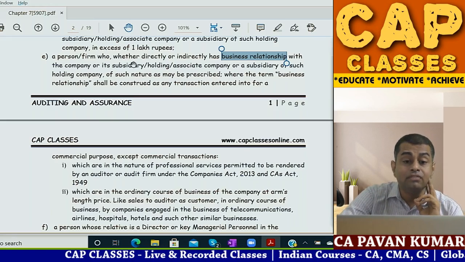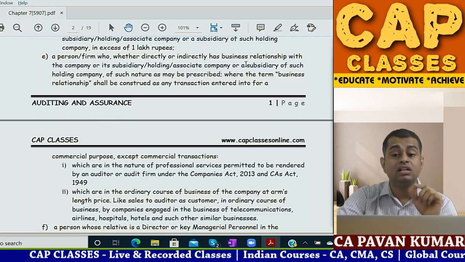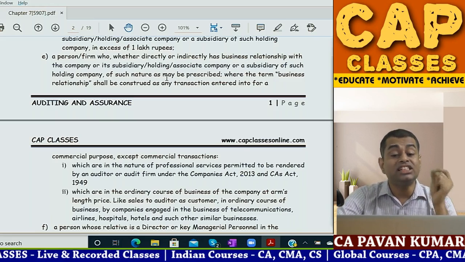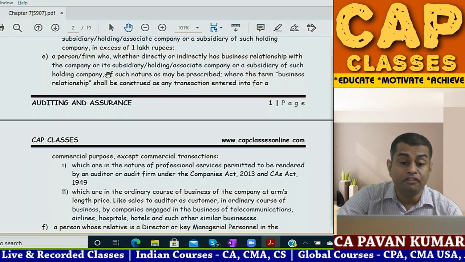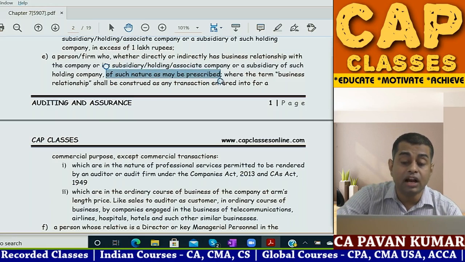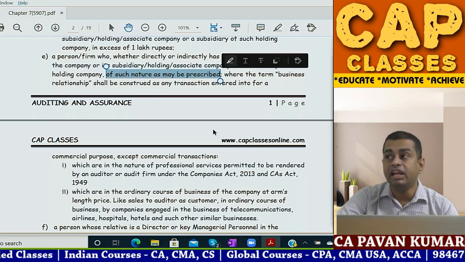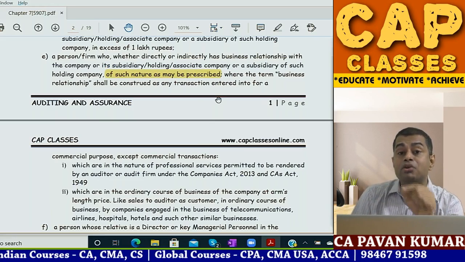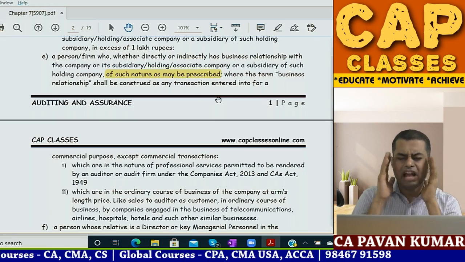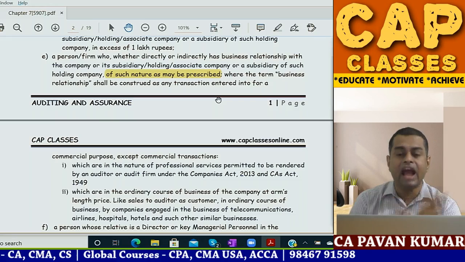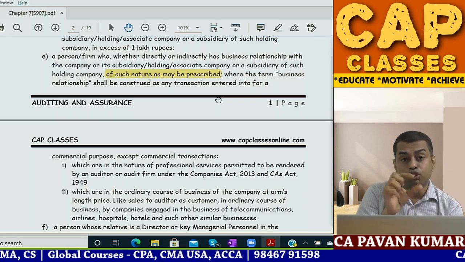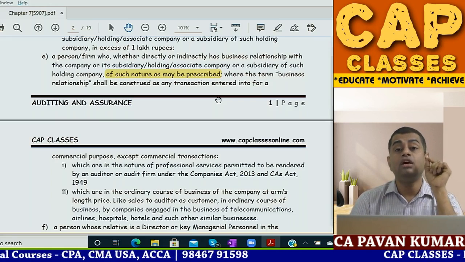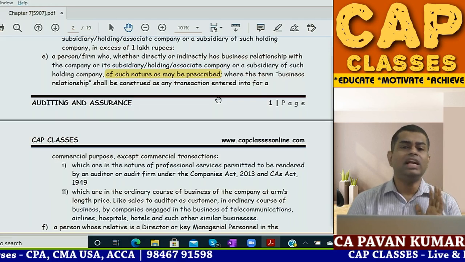So look here, a person or firm who, whether directly or indirectly, has a business relationship with the company or its subsidiary, holding, associate or co-subsidiary, of such nature as may be prescribed. Remember one thing, whenever the phrase "of such nature as may be prescribed" comes, it means the Companies Act is saying the central government will frame a rule later. Whenever in any act you read procedure or limits "as may be prescribed", there will be a rule given by the central government later.